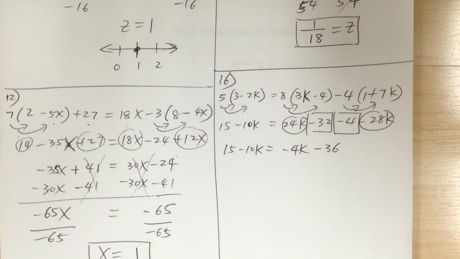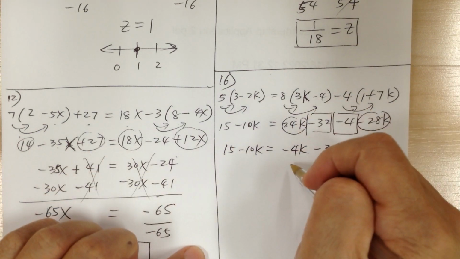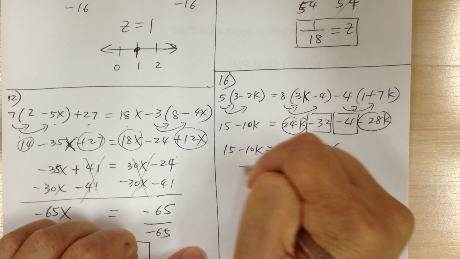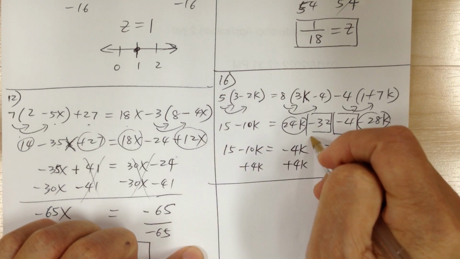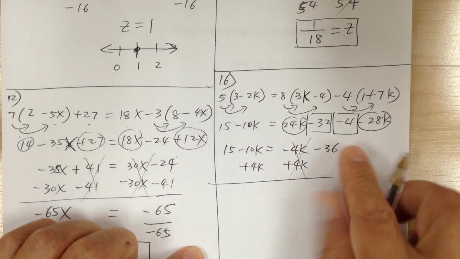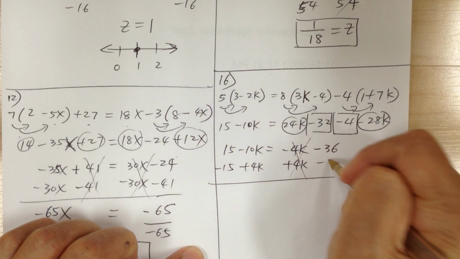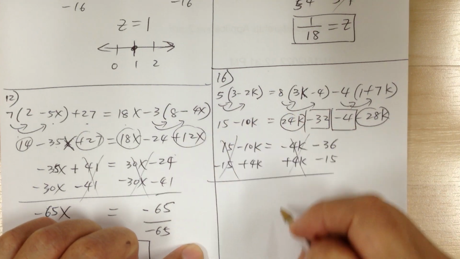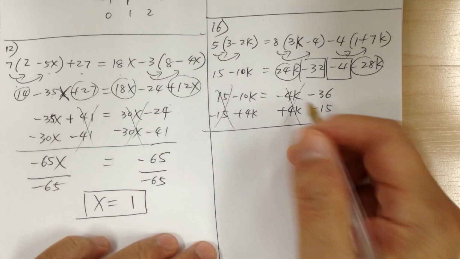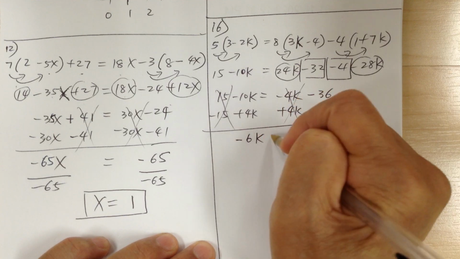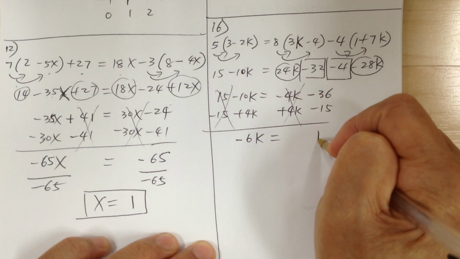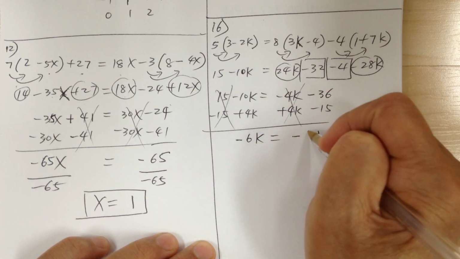Okay, next, let's move the variable to one side and the number to the other side. So I'm going to move this over, so plus 4k. So this cancels out, and I'm going to move this over, so it'll be minus 15. So this will cancel out. Okay, so this will give me negative 6k equal to negative 51.